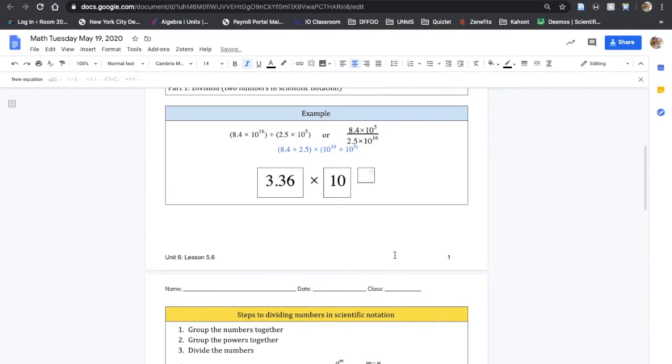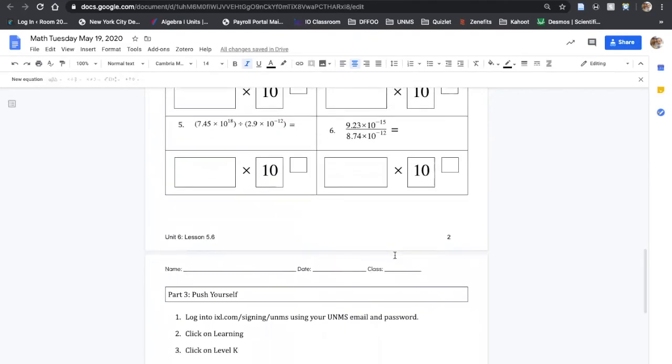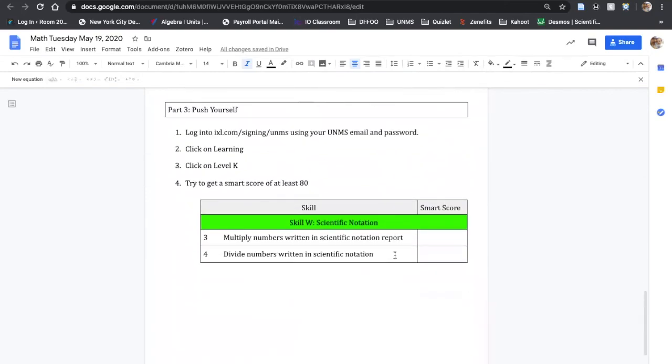After you finish with that, you're going to go to the last section, just to IXL, to practice with what we did yesterday and today, multiplying and dividing with numbers written in scientific notation, okay?